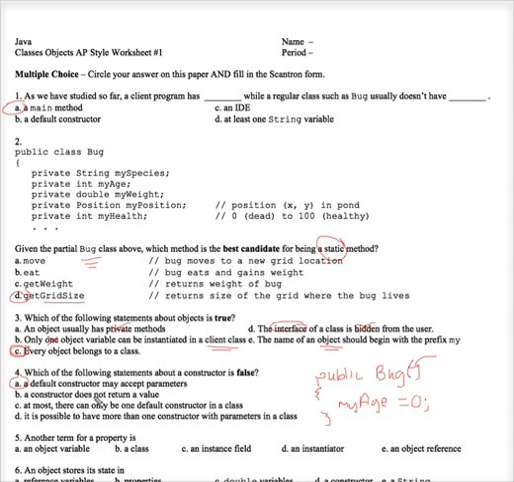B is true. Constructors never return a value, so that's a true fact, so it's not the answer. C, that is true. You can only ever have one default constructor at most in a class. And D, that is true. You can have more than one constructor that has different parameter lists in these parentheses. You can have two or more, one or more. So that's a true fact, and therefore not the answer to number 4.